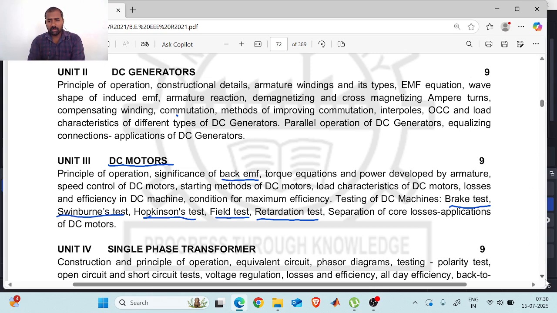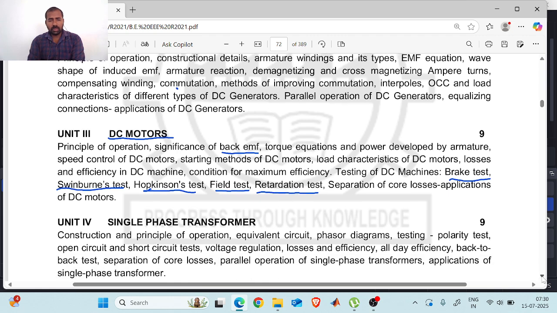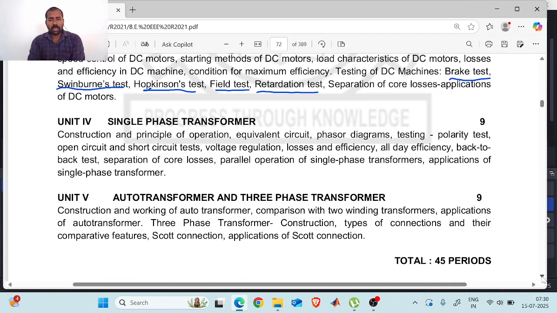And if you come into the fourth and fifth unit, we will study all about the transformers. So in unit 4, you will study all about the single phase transformer. In fifth unit, you will study all about the auto transformer and the three phase transformer. So you know what is single phase transformer. If you give single phase input, the output will be single phase supply.